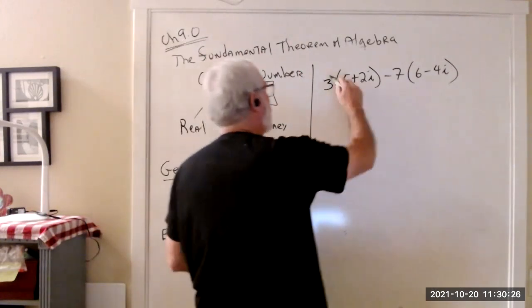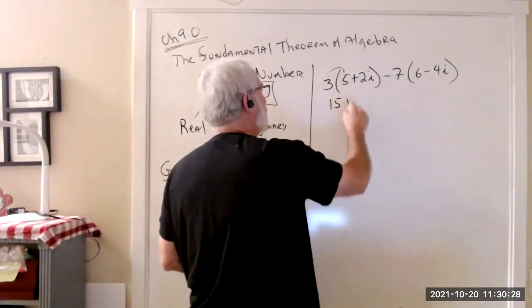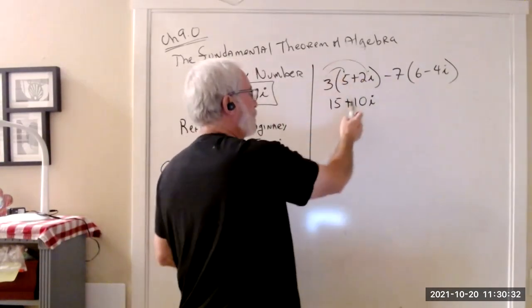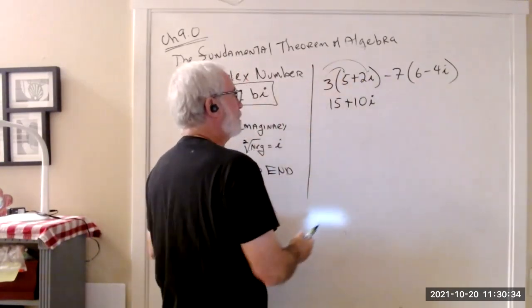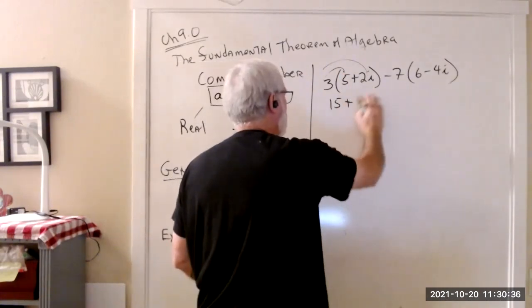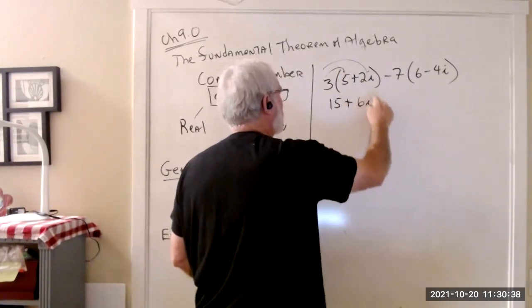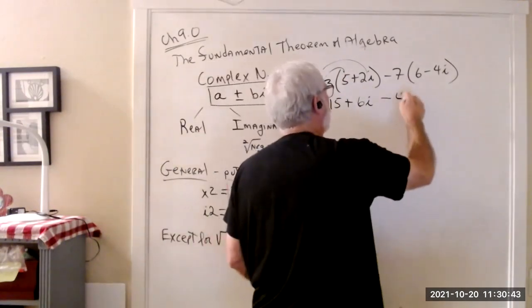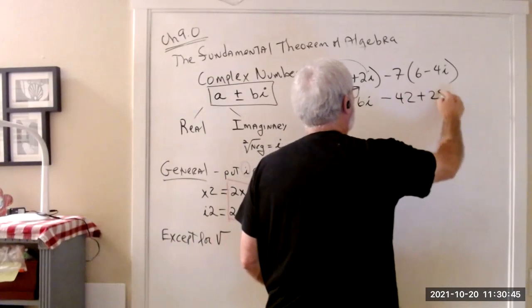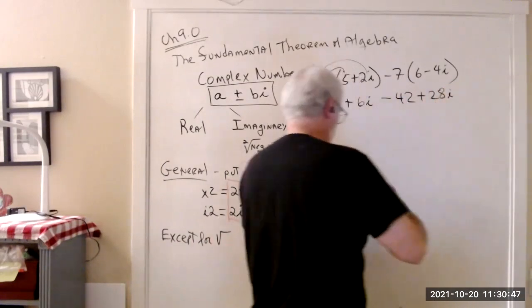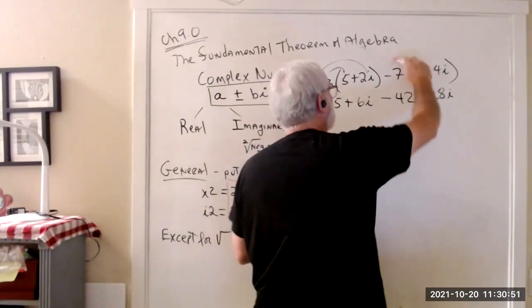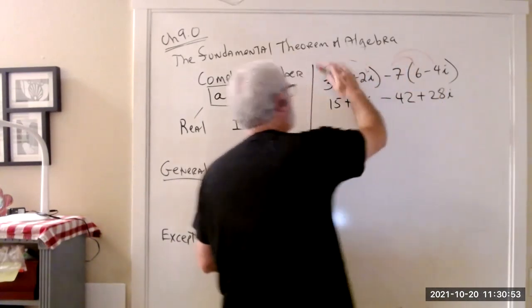So pretty clearly, this is 15 plus 10i. 3 times 5, 3 times 2. That's 6i, idiot. Pretty clearly, I'm losing it. Come on. This is minus 42 plus 28i. I got that one right. So we distribute the -7 here, and we distribute the 3 here.